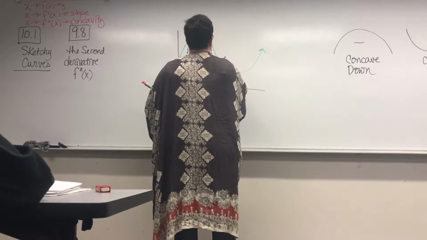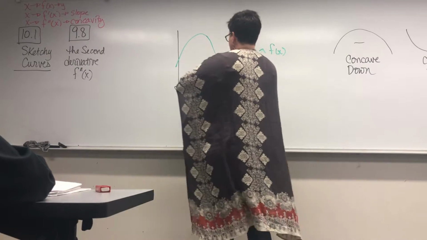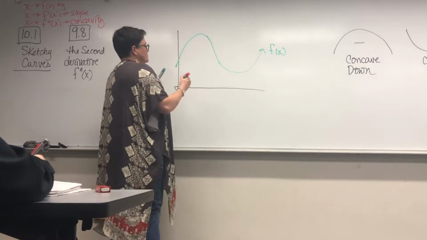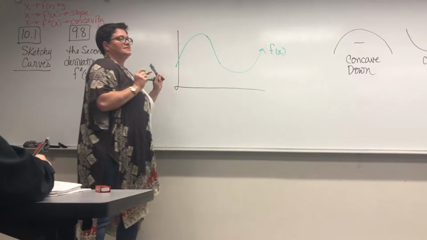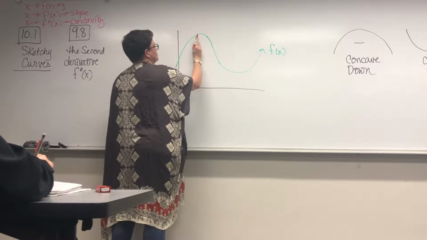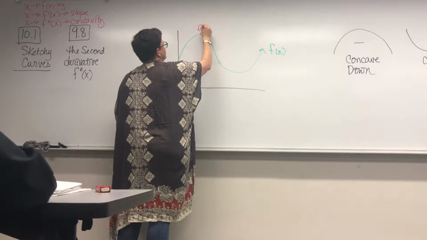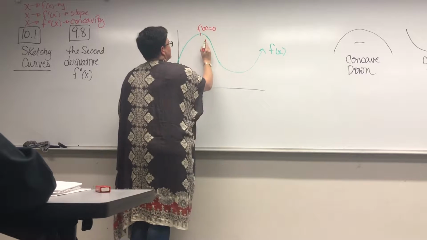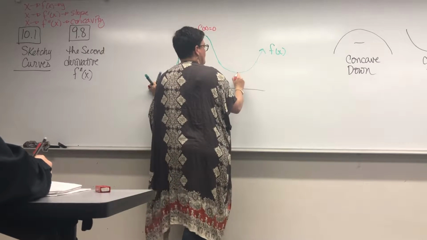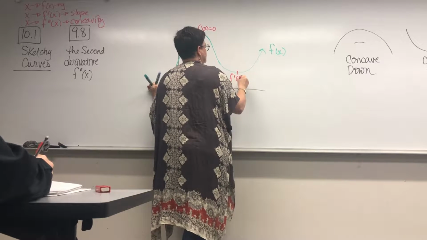That's better. Okay. Some function. The first derivative tells us where the slopes are 0. So you guys are going to tell me where that is. Here, the first derivative equals 0, and here. The first derivative equals 0.